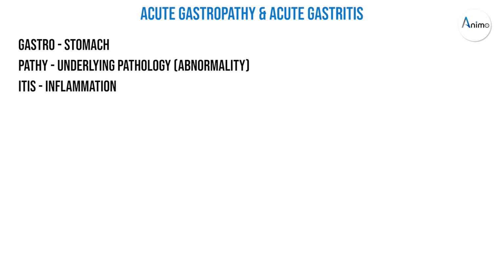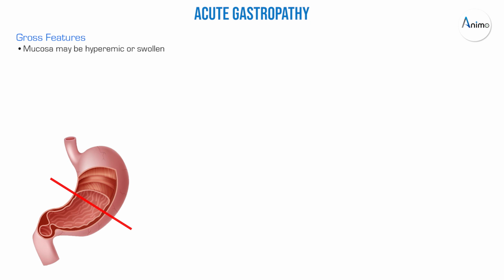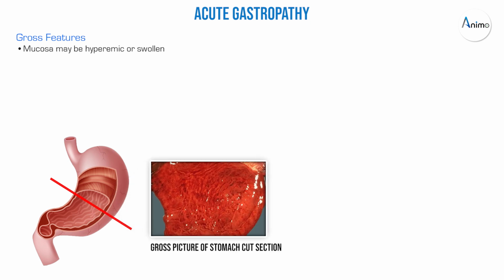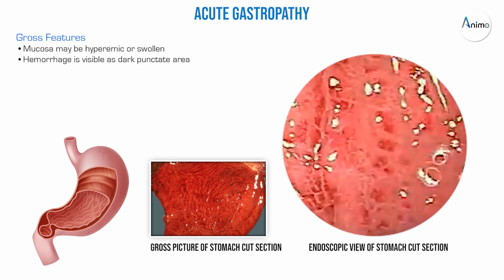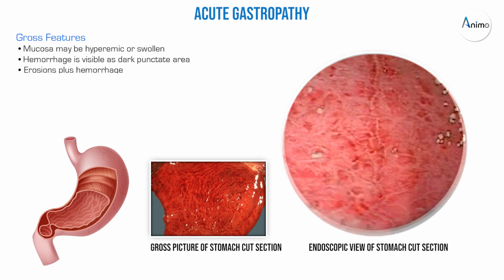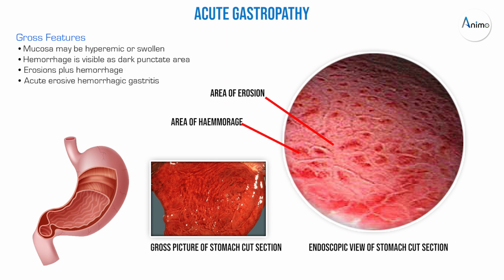So now let's start with gastropathy. Moving on to the gross features, we find the mucosa of the stomach may be hyperemic or swollen. So there is increased blood supply to the mucosa of the stomach, and it may look swollen due to the underlying edema formation. But remember, these features may not be found in gastropathy. There is visible hemorrhage seen as dark punctate areas, and between these areas of hemorrhage there is erosion of the mucosa of the stomach. So combining these effects we get a new term, acute erosive hemorrhagic gastritis. This is the key feature of the gross morphology of gastropathy.